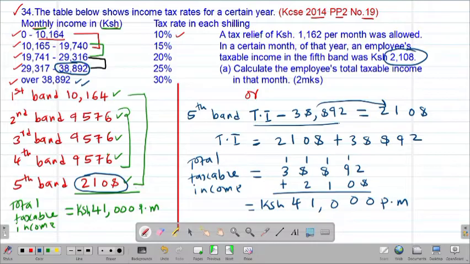So you can either use the first approach or you use the second approach. So total taxable income minus the previous amount in the tax slab, that which was in the 4th slab, which was 38,892, should give us the taxable income in the 5th band, which we were given as 2108. Then of course the taxable income, you're going to add the 2, which will be 41,000 Kenya shillings per month. So you can use either the first approach or the second approach.